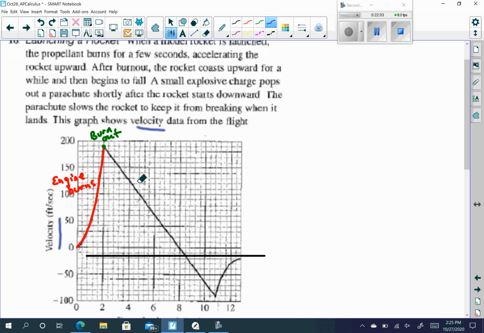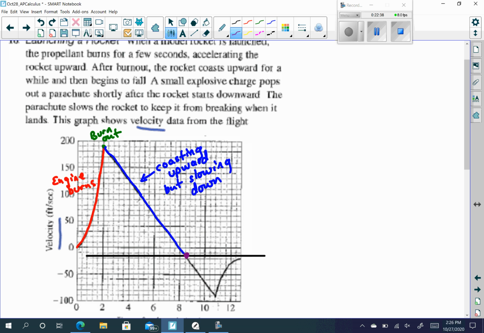So following the rest of this, it says after burnout, the rocket coasts upwards. So from this part of the track, it's still coasting upwards for a while, and then begins to fall. So we're coasting upward, but the engine's no longer running, so we could say it's slowing down. And does that make sense? Because the velocity is positive right here, but it's decreasing. So that's how I know it's slowing down.